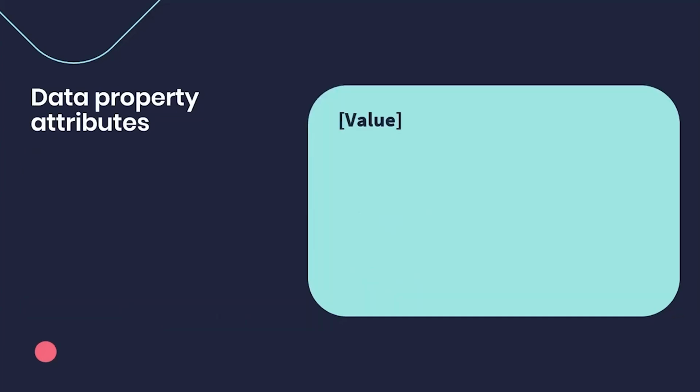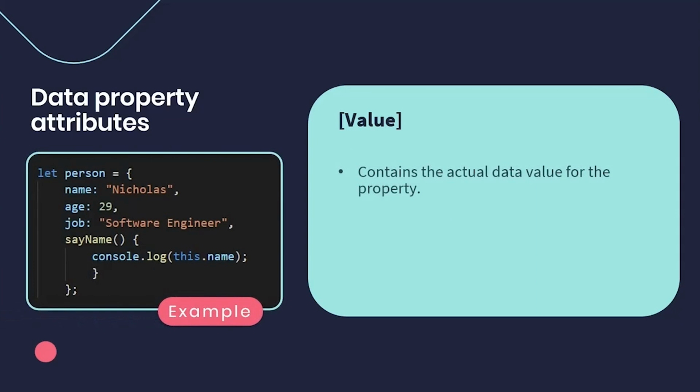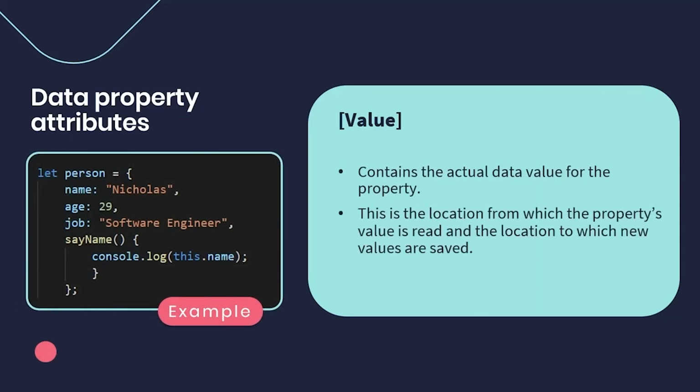And for our final attribute, we're going to take a look at value. Value contains the actual data value for the property. This is the location from which the property's value is read, and the location to which new values are saved. The default value for this attribute is undefined.